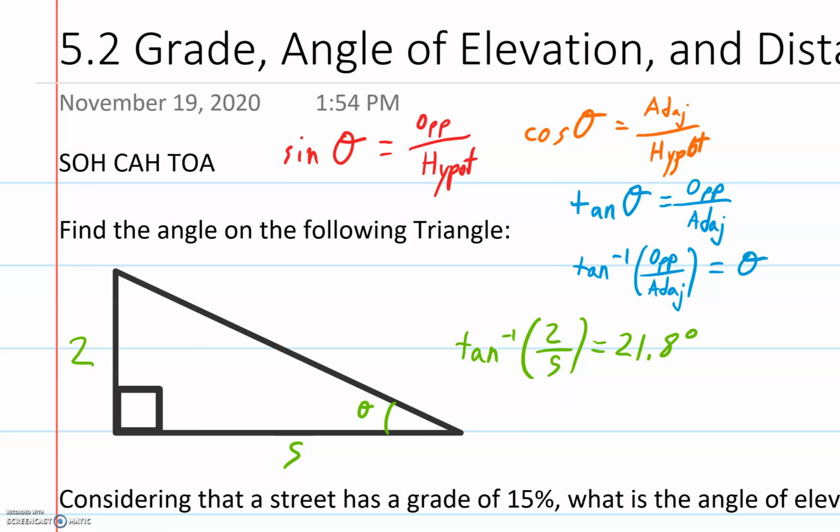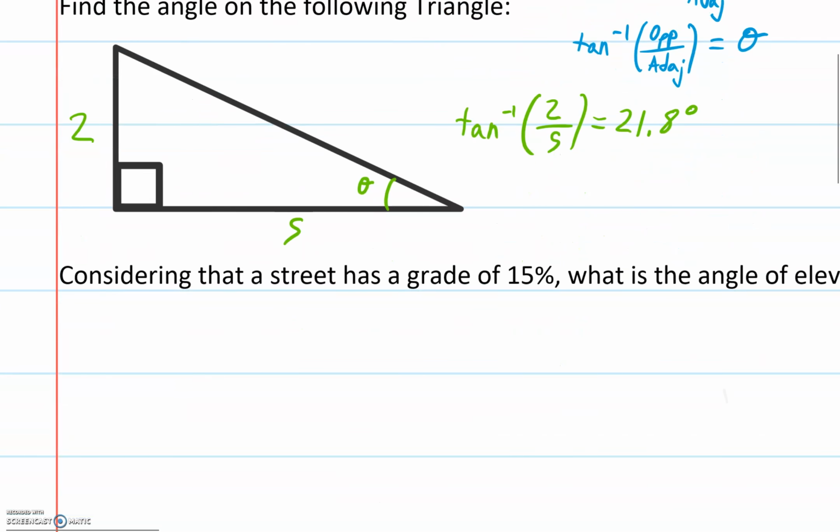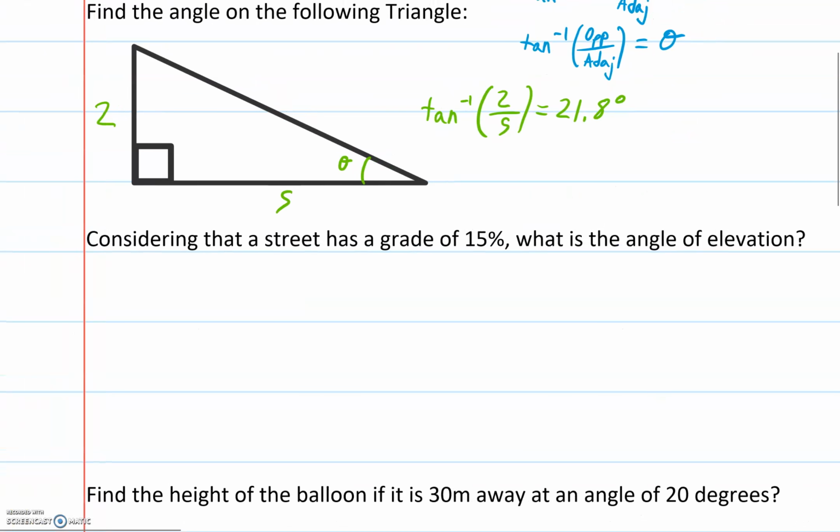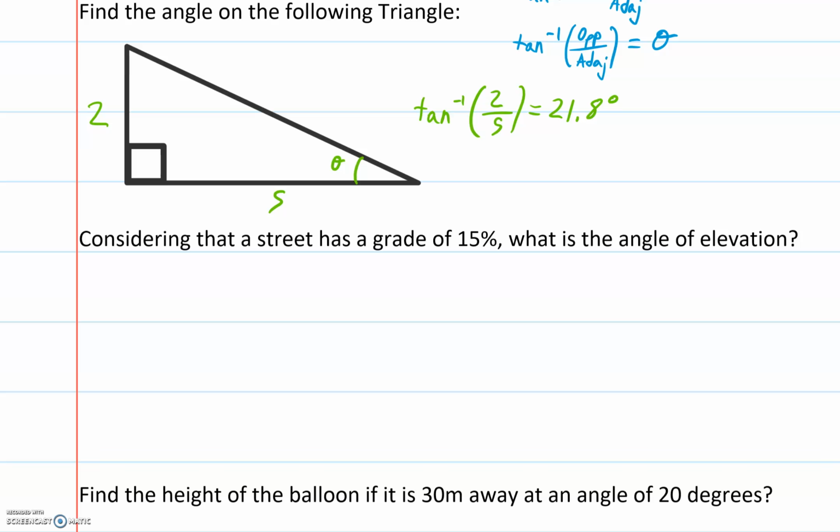Now, that's pretty straightforward when we have the 2 sides, but what if instead of it being drawn for us, it just tells us a word problem, like this one? Here it has, considering the street has a grade of 15%, what is the angle of elevation? Well, this 15% is actually saying that it goes up by 15 for every 100 it goes horizontally. So we can actually just draw this out, and I really highly recommend that you draw it out and make sure that you are careful to label the correct sides, the correct distance.